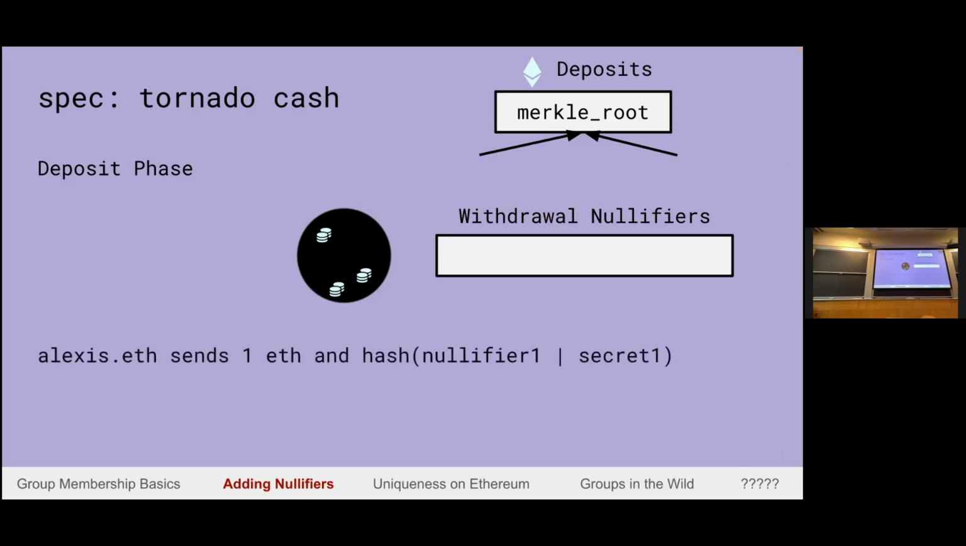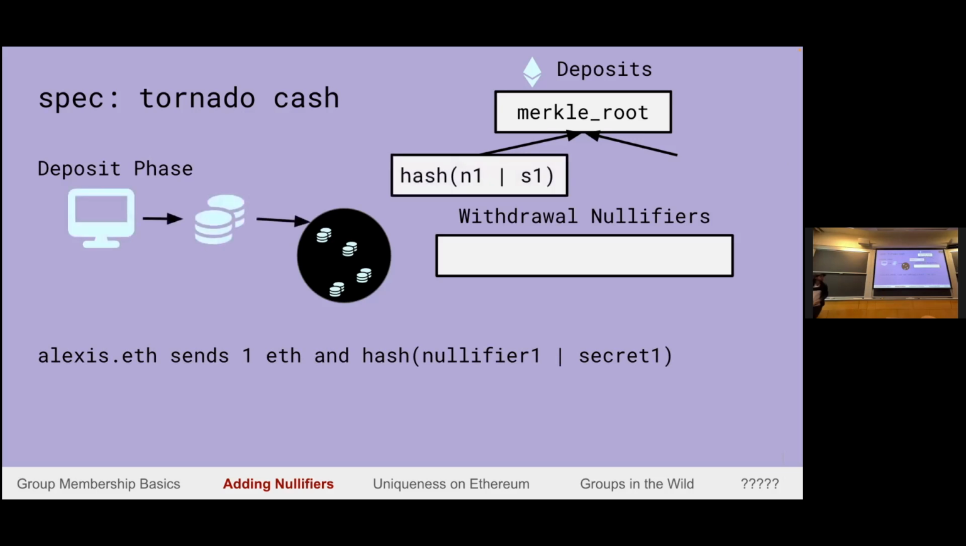They would send 1 ETH into this dark pool, and they would publish, just like the identity commitment that we were talking about earlier, this hash of nullifier and, instead of trapdoor, we're just going to call it a secret. So the 1 ETH gets added to the pool, and their identity, this hash of nullifier, secret 1, gets added to the Merkle tree.